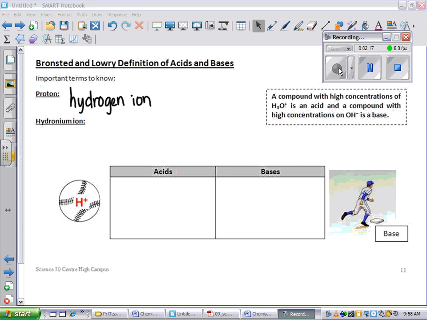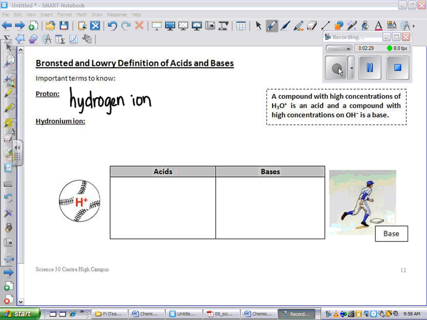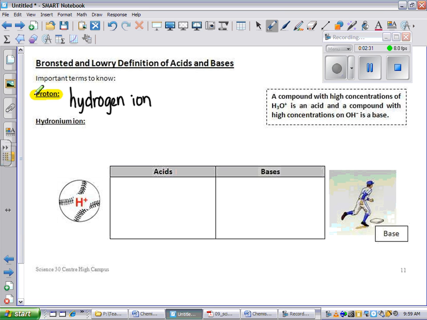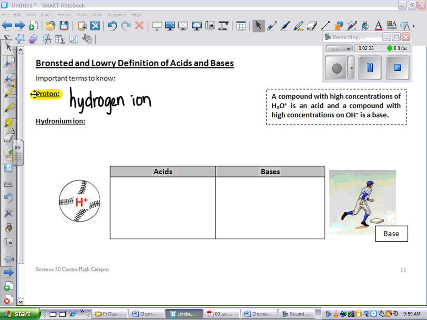All right, now that we know the basic differences between acids and bases, we're going to move on to Bronsted Lowry's definition of acids and bases. Before we begin, an important word to know is the word proton. A proton sounds confusing, but it's actually not too bad. A proton is simply a hydrogen ion.